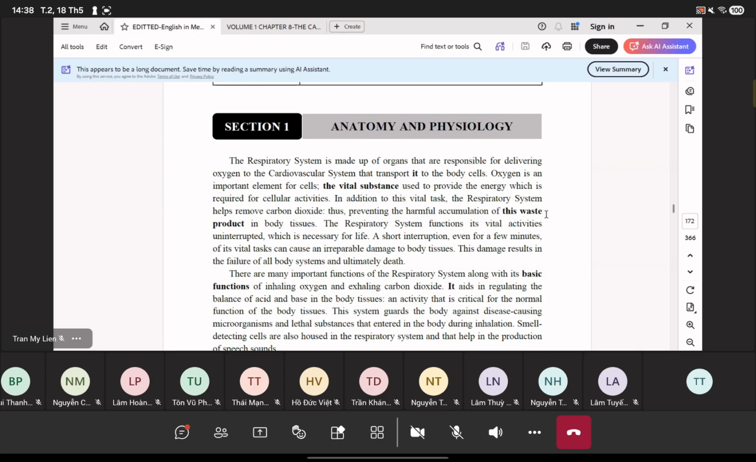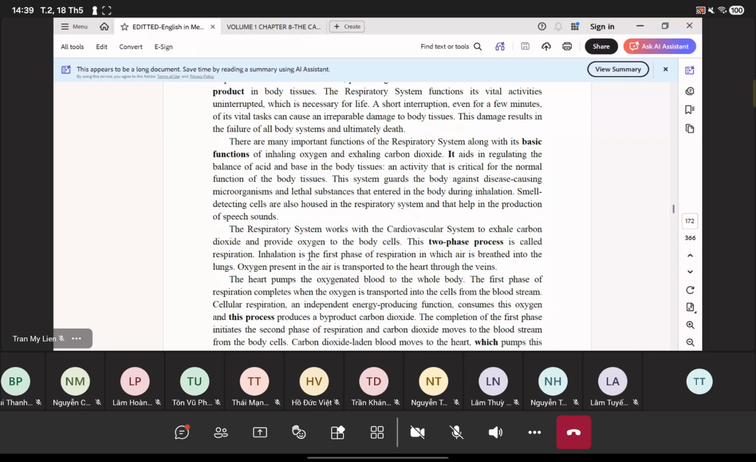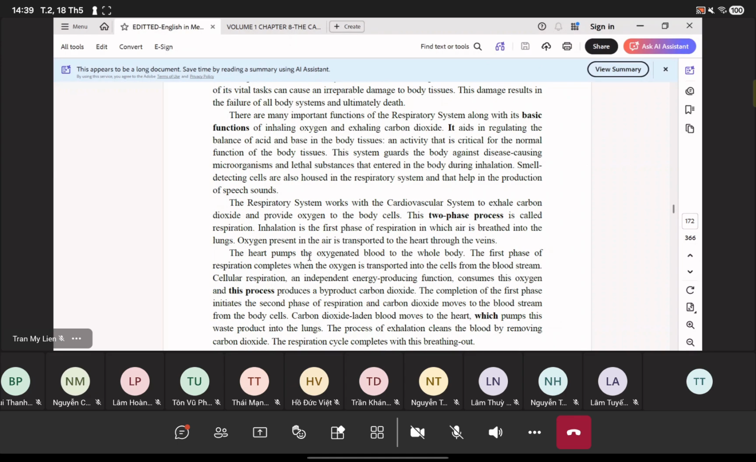The respiratory system functions its vital activities uninterrupted, which is necessary for life. A short interruption, even for a few minutes, of its vital tasks can cause an irreparable damage to body tissues. This damage results in the failure of all body systems and ultimately death. There are many important functions of the respiratory system along with its basic functions of inhaling oxygen and exhaling carbon dioxide. It aids in regulation the balance of acid and base in the body tissues, an activity that is critical for the normal function of the body tissues.